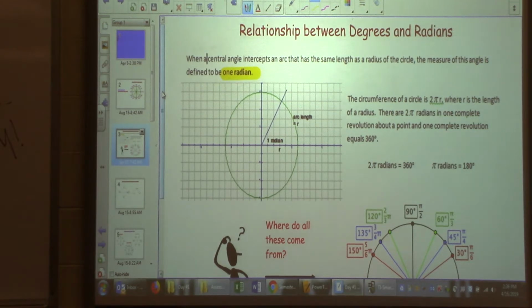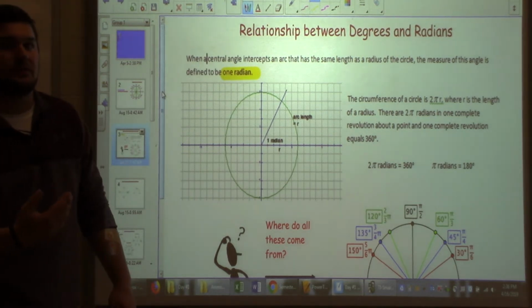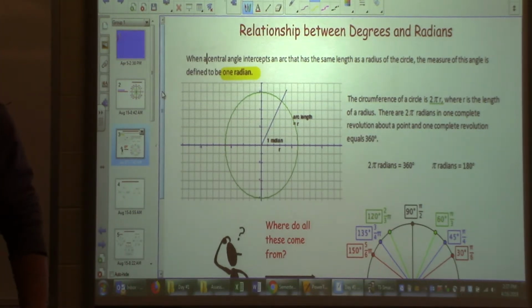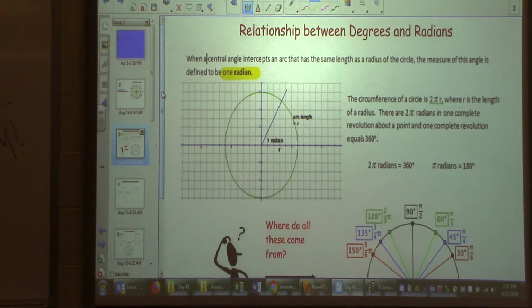Now, do you think you get to remember that? I really hope not. No. The idea that you know what a radian is important, but I'm not going to ask you on the test, what is a radian? You don't need to tell me that the arc length is the same as the radius. You just need to know that there are such things as radians.